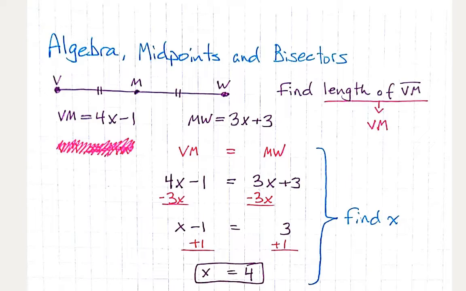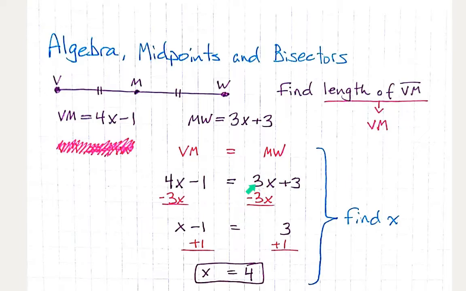Well, here's our trick. We know that the distance from V to M and M to W is the same. So VM is equal to MW because M is a bisector or a midpoint. I know that VM is 4x minus 1 because I was told that up here. And I know that MW is 3x plus 3 because I was told that right up here. So I just have to solve this equation.